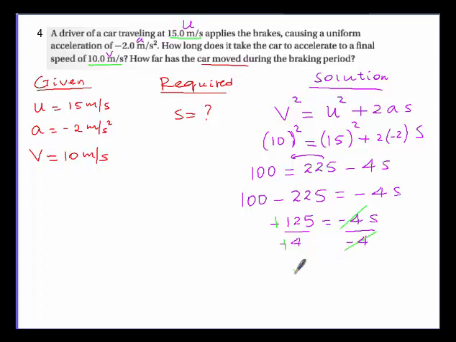Then what's remaining is the total distance traveled, given by 125 divided by 4, which is equal to 31.25 meters. This is the total distance traveled during this time. So the total distance traveled by the car is 31.25 meters.